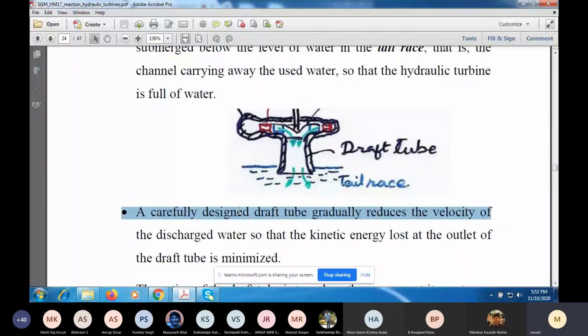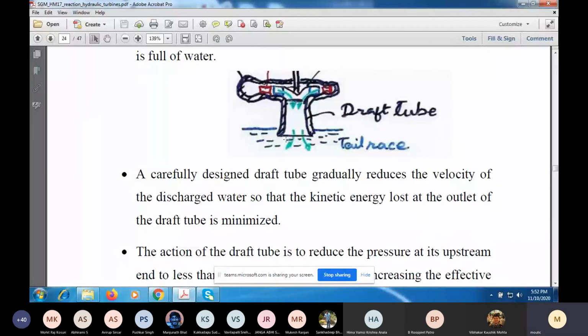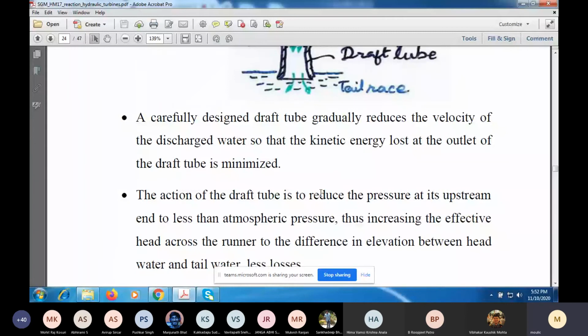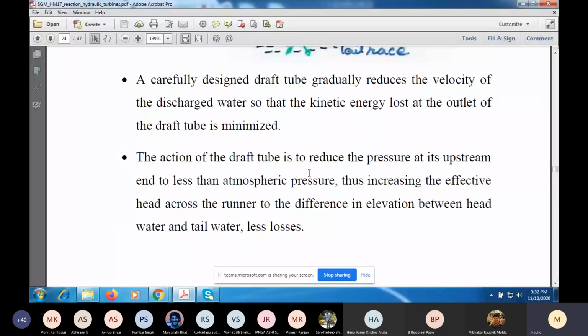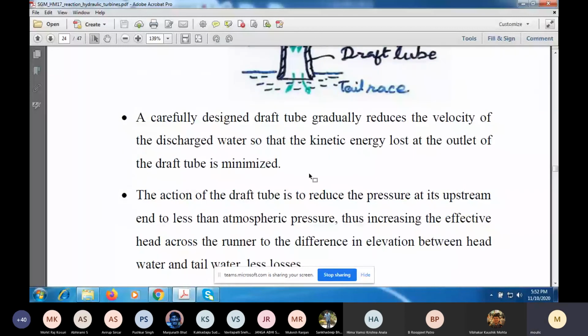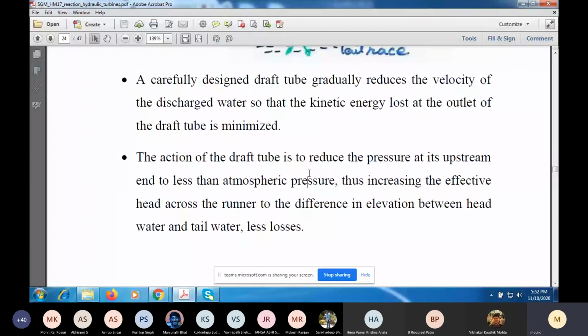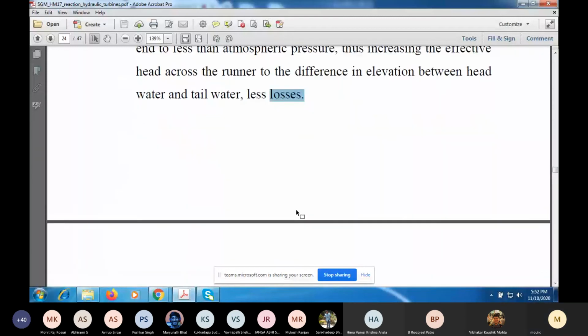So a carefully designed draft tube will reduce the velocity of the discharged water so that the kinetic energy that is lost at the outlet is minimized. So the kinetic energy of the fluid at the outlet of this draft tube is simply not useful. You can say the available energy is lost. So the draft tube acts in such a way as to reduce the pressure at its upstream end to a value less than atmospheric pressure, so that the pressure drop across the runner is as large as possible, and hence the energy transfer is as large as possible.